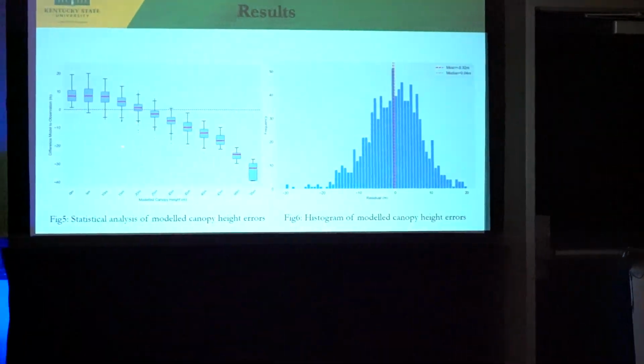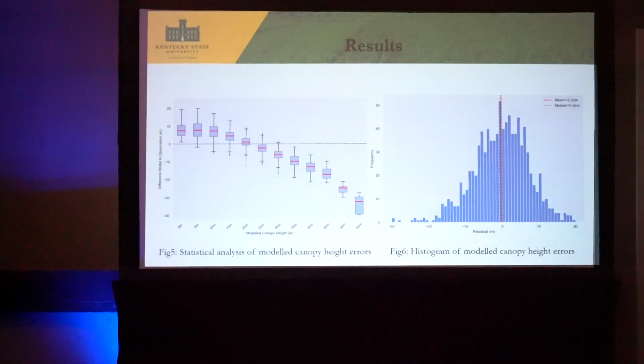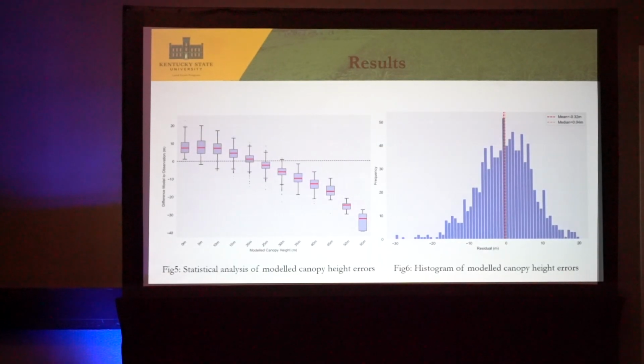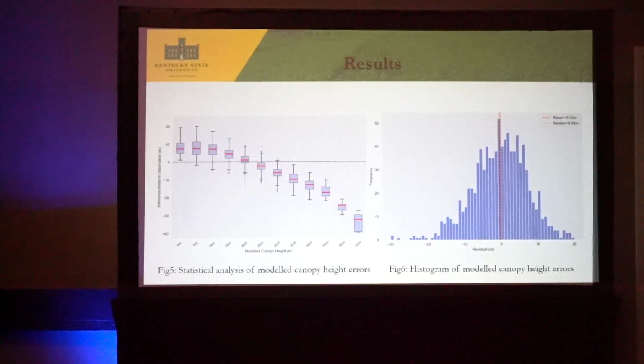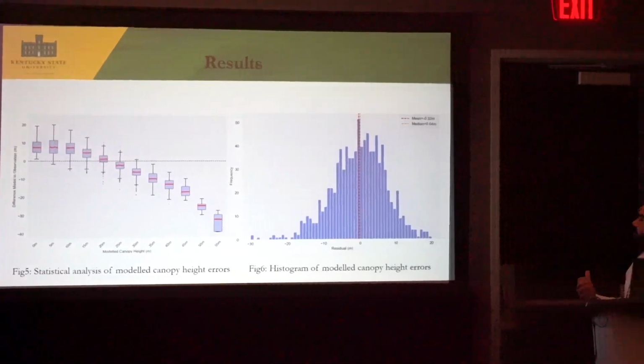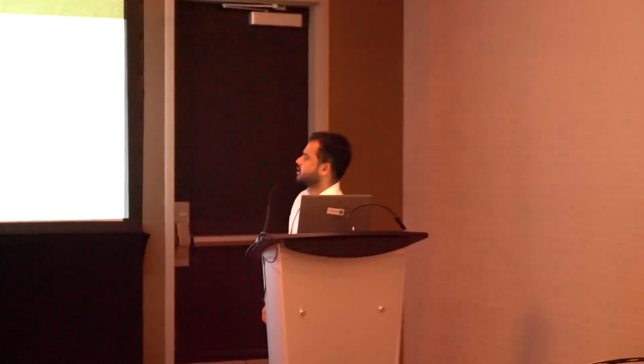And this is the statistical analysis of model canopy height errors. That means the difference between the model canopy height and the actual canopy height. You can see the error is too high for the higher height, and this is not the expected result. We want it to be very low, and from this graph we can see the model underestimates the higher canopy height and overestimates the lower canopy height. And this is the histogram of these canopy height errors.